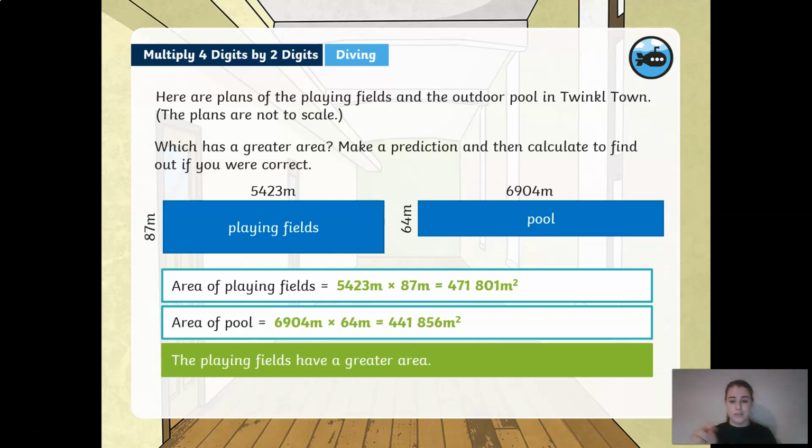Now if you want to, you can compare those numbers to your estimations and see if your estimations actually helped you as well, because without even having to work out the sum, you would have been able to make a guess without actually having to work out the full multiplication method. So well done if your estimations were very close to the similar answers as well.